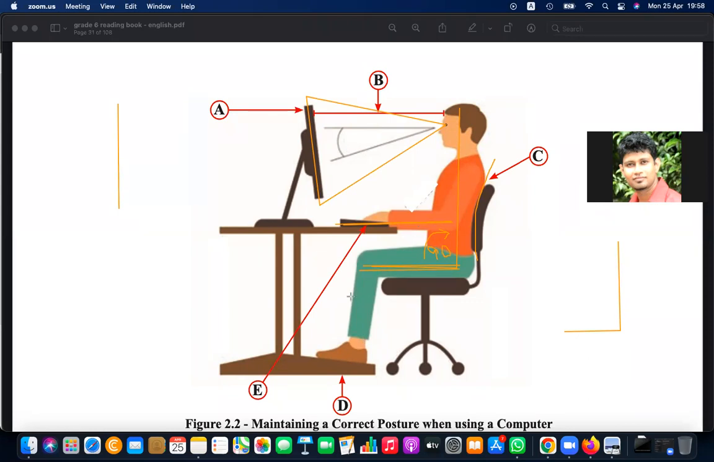And you can see if your legs are not touching the floor, you have to use a leg support as well. Otherwise, you can't maintain this posture. So those are the things.